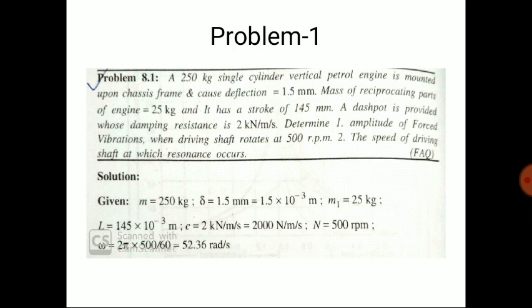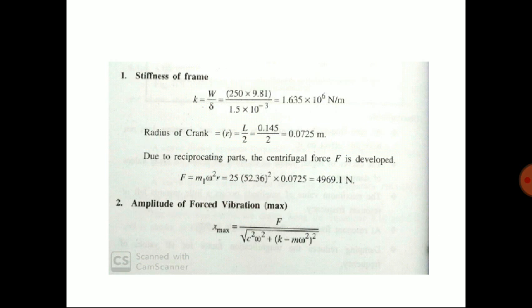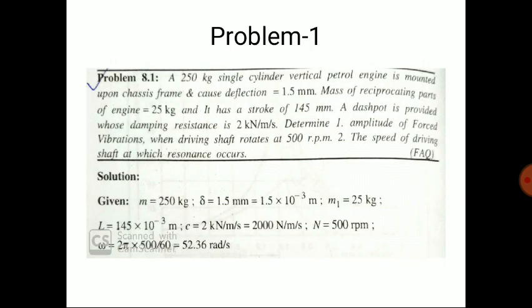So the different terms given: mass 250, deflection 1.5, mass of reciprocating parts of engine 25, stroke 145, damping resistance 2 kN, angular rotation N 500 rpm, omega equals 2 pi N by 60, that is 52.36. So stiffness of the frame k is W by delta. W is already given.